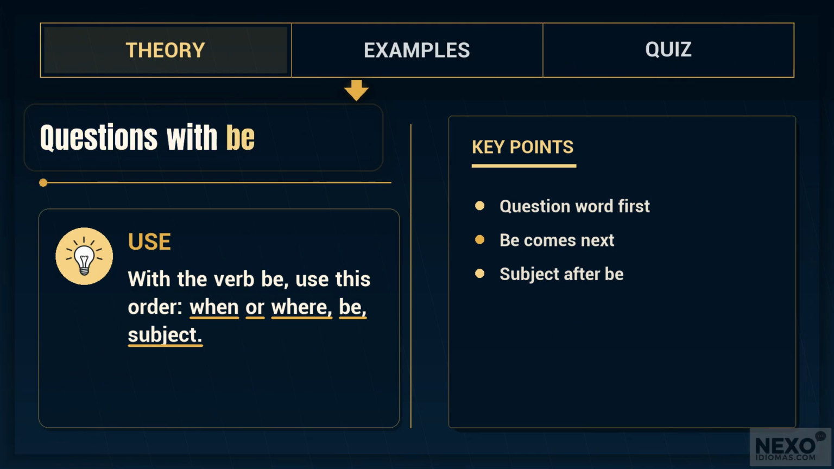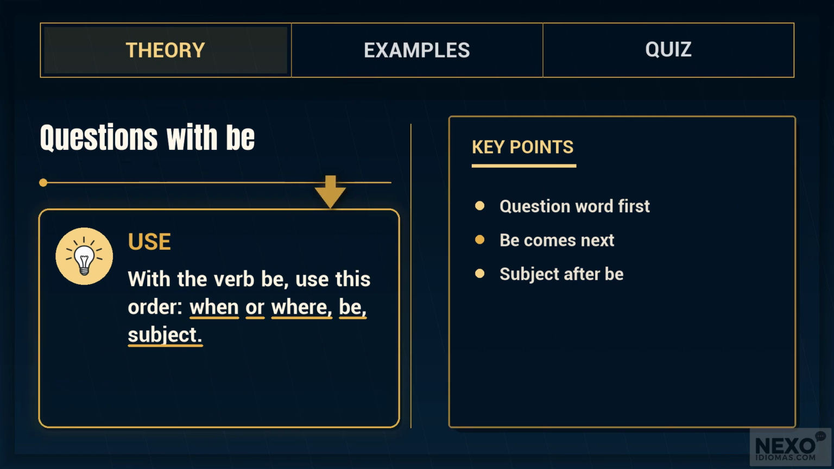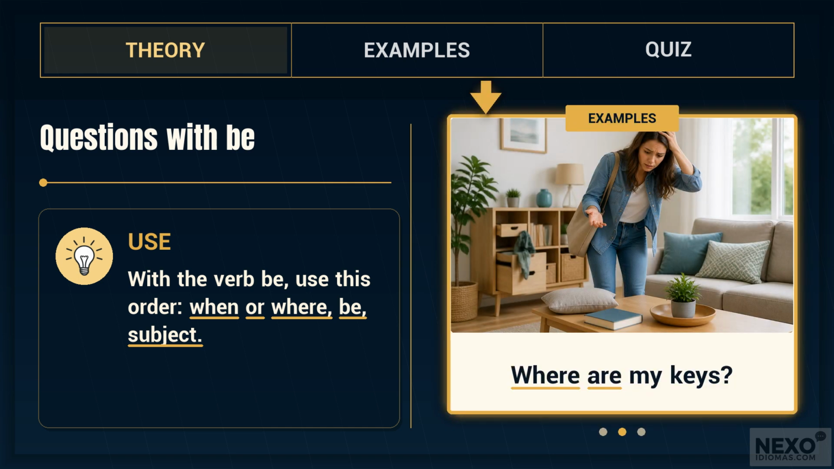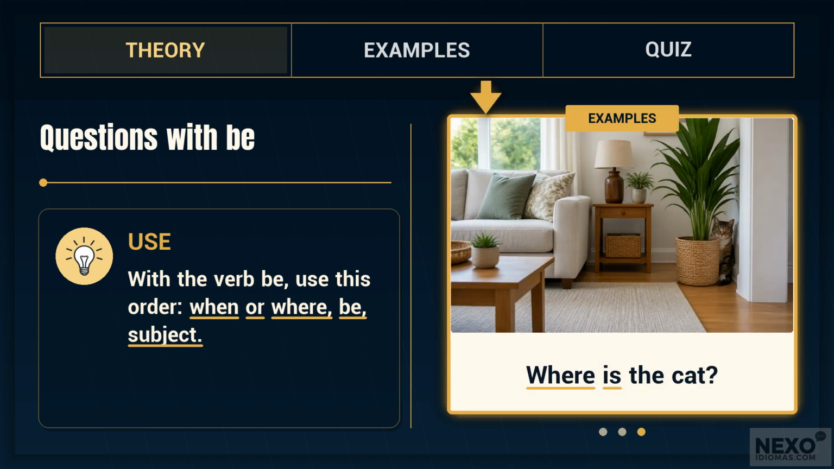Questions with be. With the verb be, use this order: when or where, be, subject. Example. When is the party? Example. Where are my keys? Example. Where is the cat?